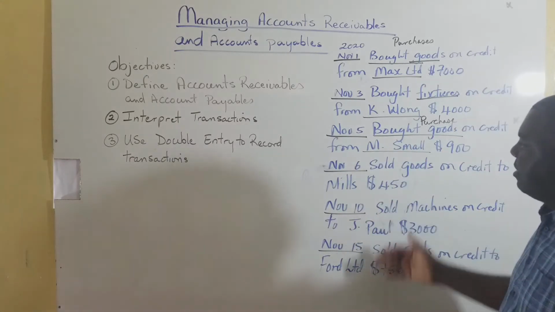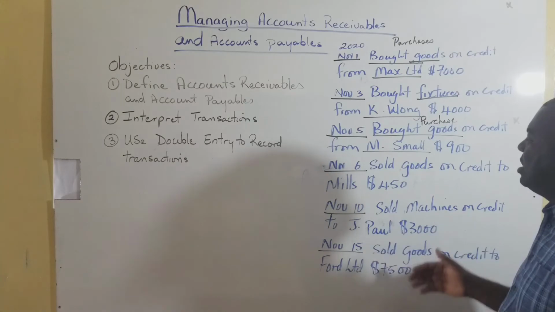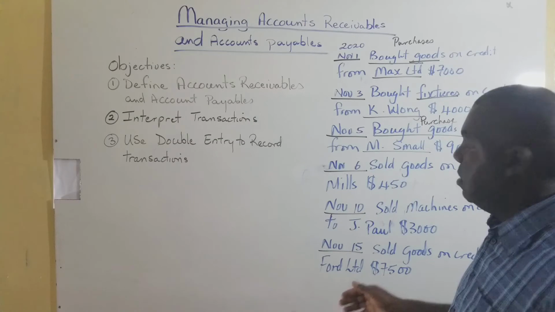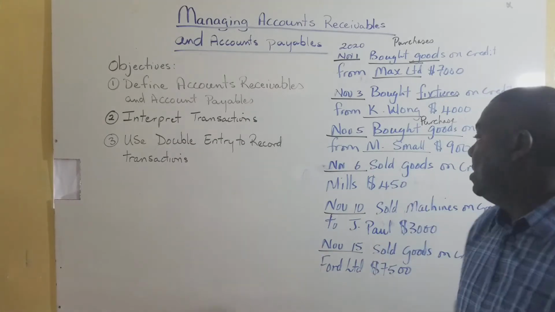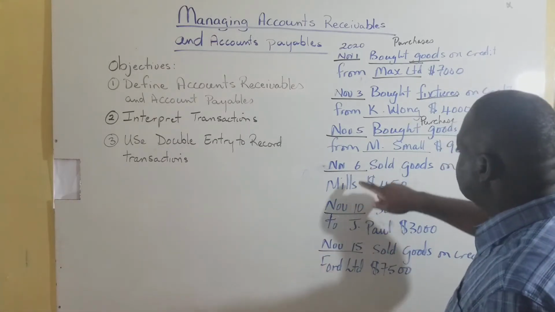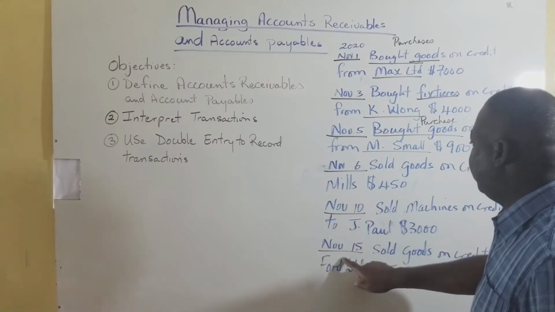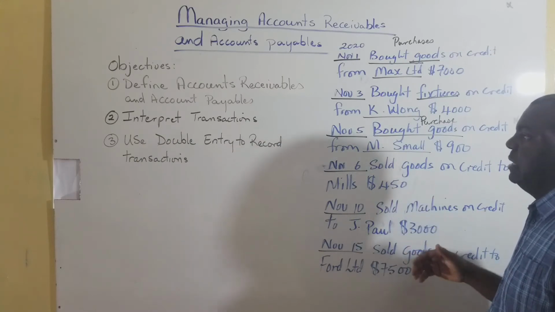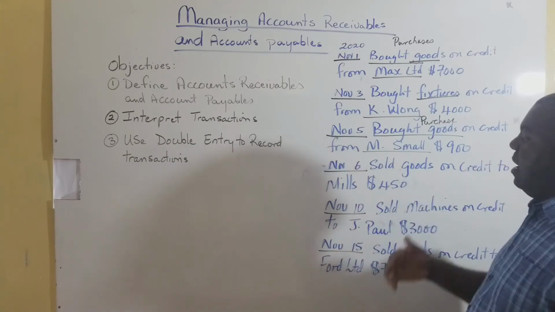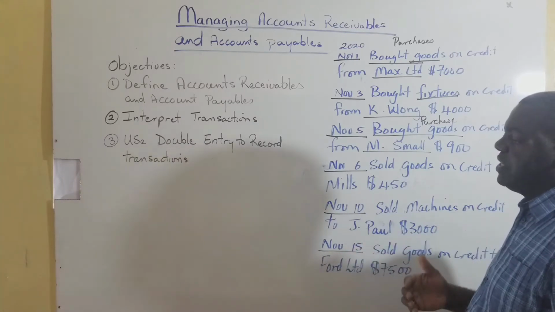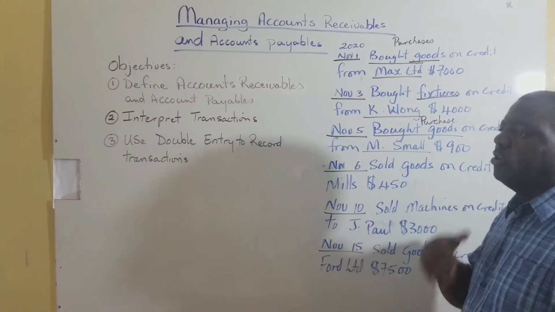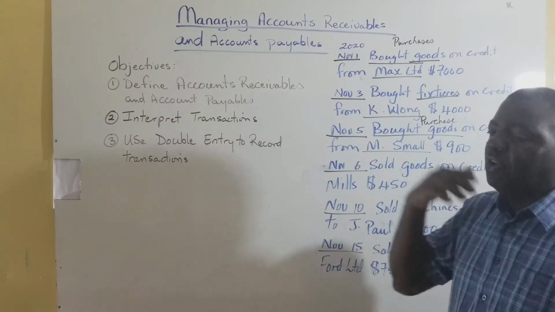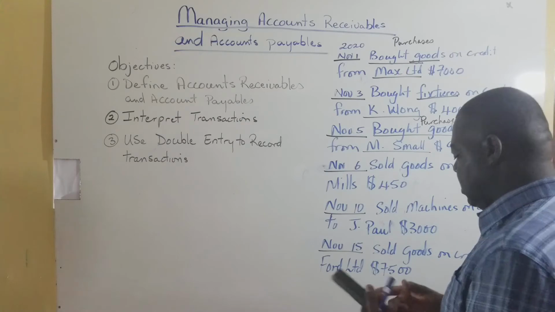Yes. The second set of transactions are in relation to accounts receivable. Accounts, what did I say again? Accounts receivable. That is November 6, November 10, and November 15. Why are they accounts receivable transactions? We are selling goods and assets on credit to our customers. So they are referred to as our credit customers. All right. So let's go.